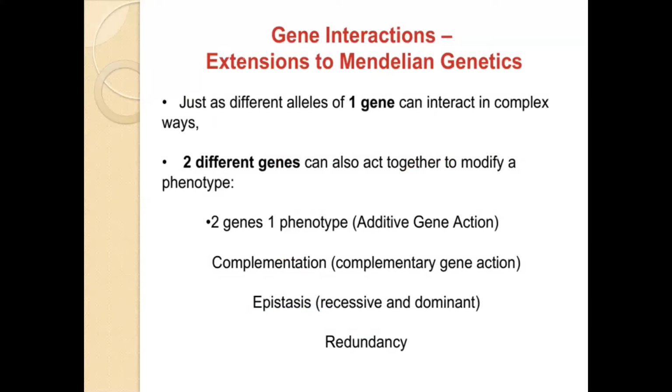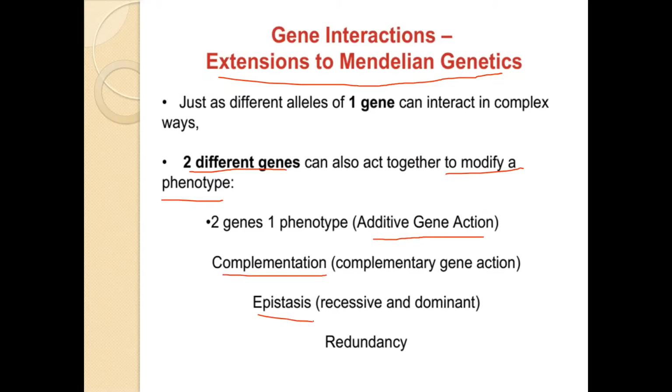So first, gene interaction comes under the extension to Mendelian genetics, because it doesn't follow the Mendelian genetics approach. The Mendelian approach explains one gene representing one character. But here we will discuss how two different genes can also act together to modify a single phenotype, and that we call additive gene action.